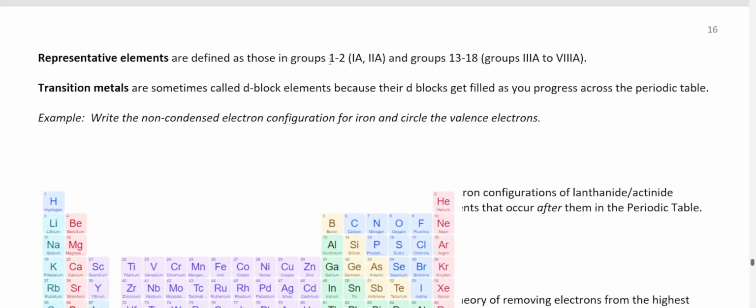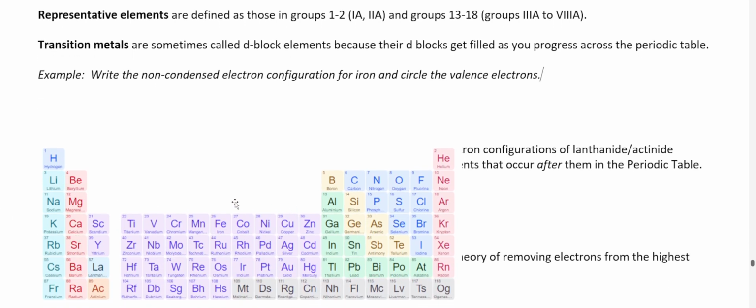Representative elements are those defined in groups 1 and 2 and groups 13 and 18. So these elements here, groups 1 and 2 and 13 to 18, are called the representative elements. Transition metals are called the d-block metals, and they're located right here. That's because their d blocks get filled up as we go across the periodic table.